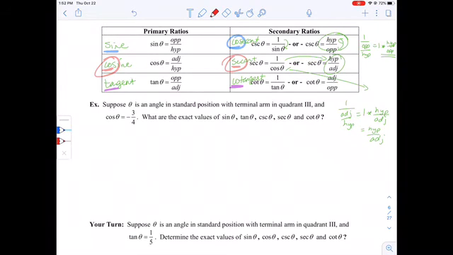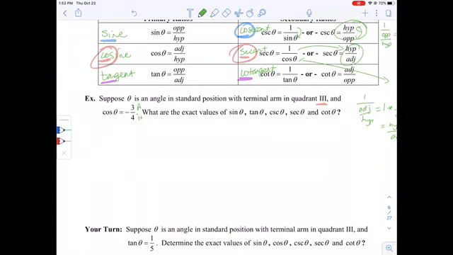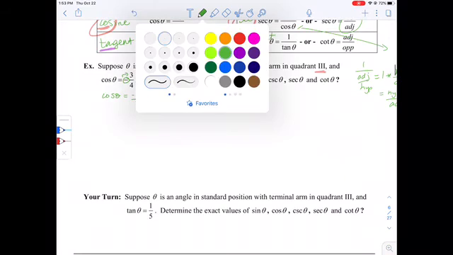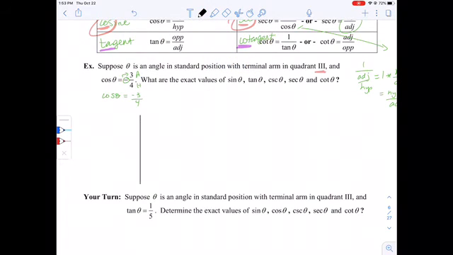So let's just look at the next example. It says suppose theta is an angle in standard position with terminal arm in quadrant 3, and cosine theta is -3 over 4. So I know that cosine is the adjacent over the hypotenuse. And we usually don't write that negative sign on the denominator. We would either write it on the numerator or in front. But in this case, I know my hypotenuse is always positive, so this negative actually is going to go with my numerator. So we could also think of this as cosine of theta is -3 over 4, which is the same thing. Let's draw a little picture of our triangle in quadrant 3.